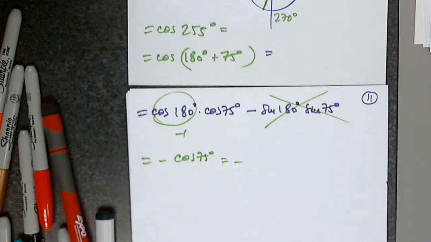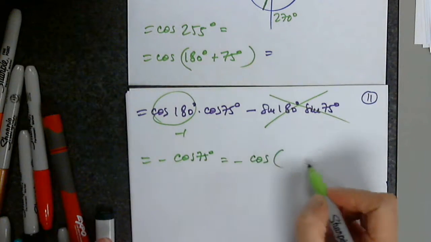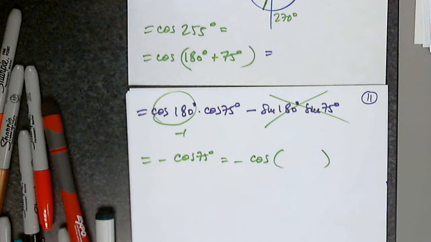And now I have 3 angles that I can play with. That's really all I know. So now this becomes negative cosine of... very good.